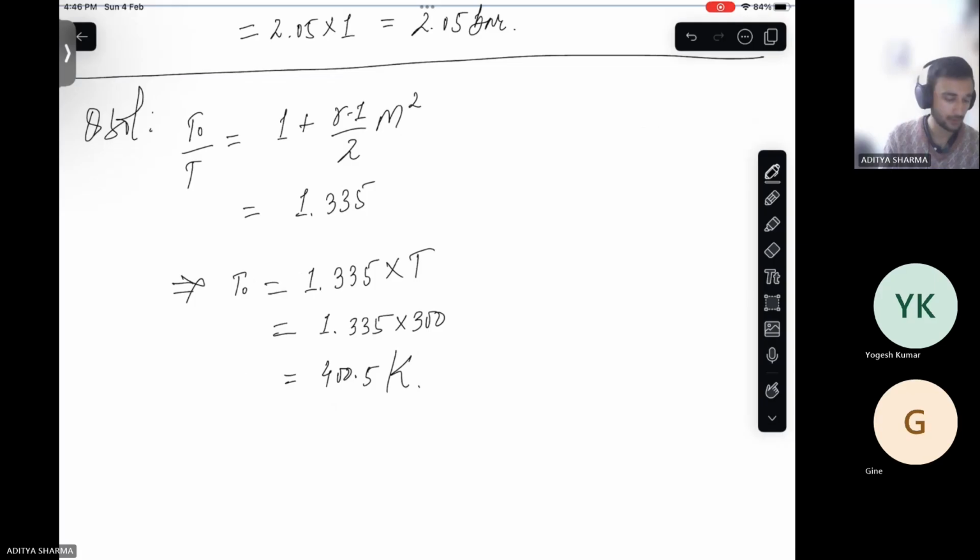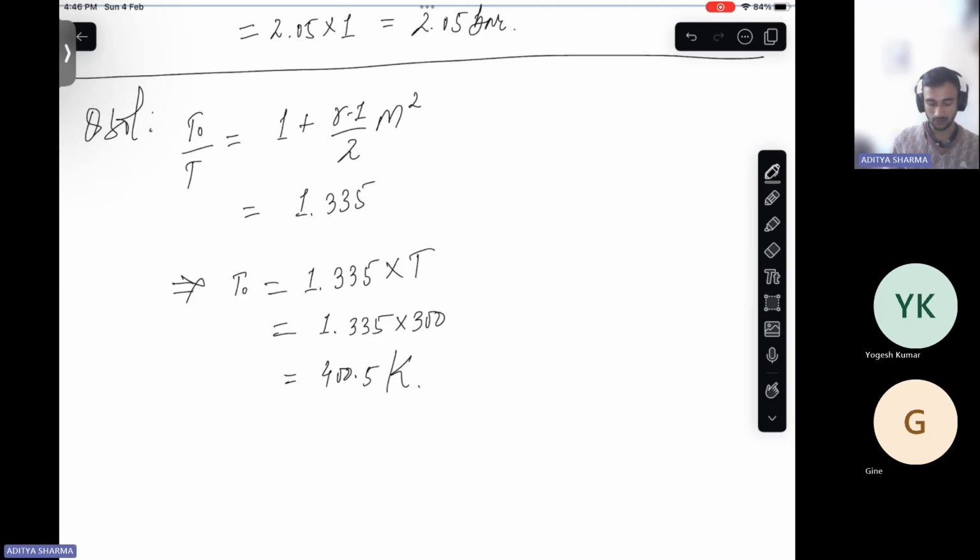That is fine. But you just have to be in the appropriate range as the question asks. 400.5 is coming if I consider 1.335. It depends on what level of accuracy the question asks. In GATE, they specify decimals, like up to 1 decimal point or 2 decimal points.